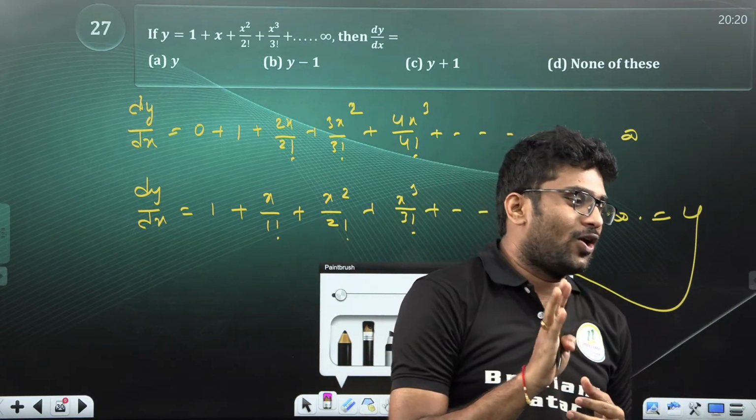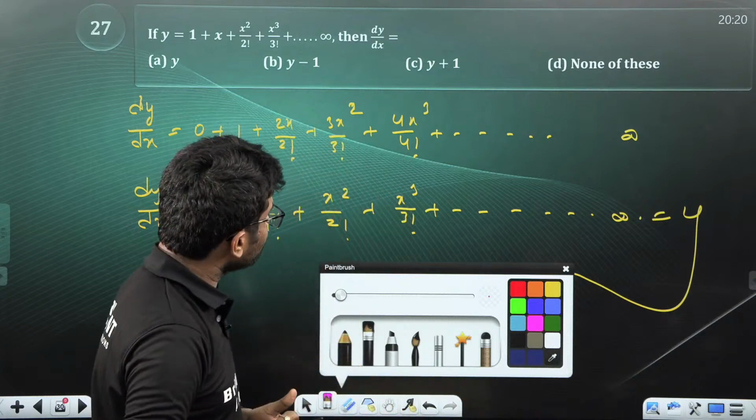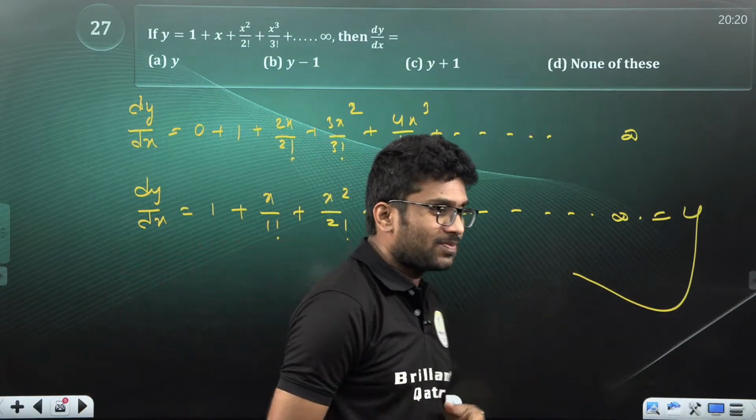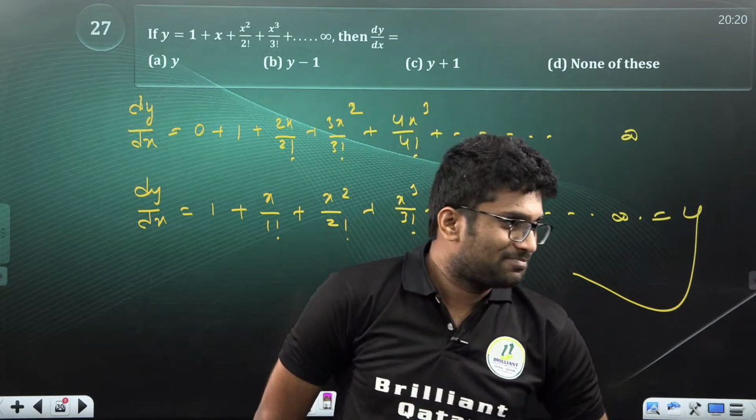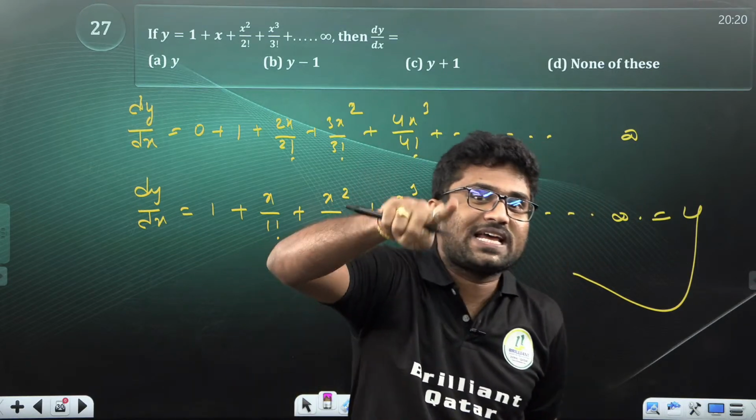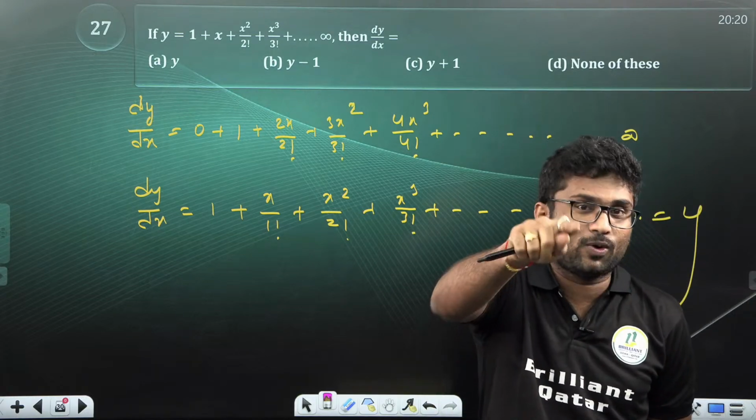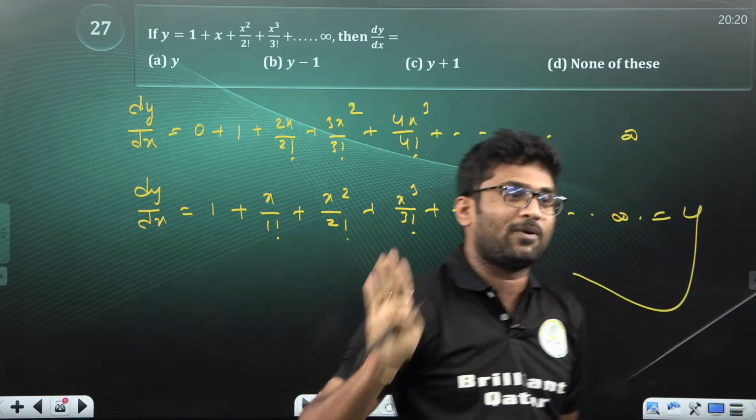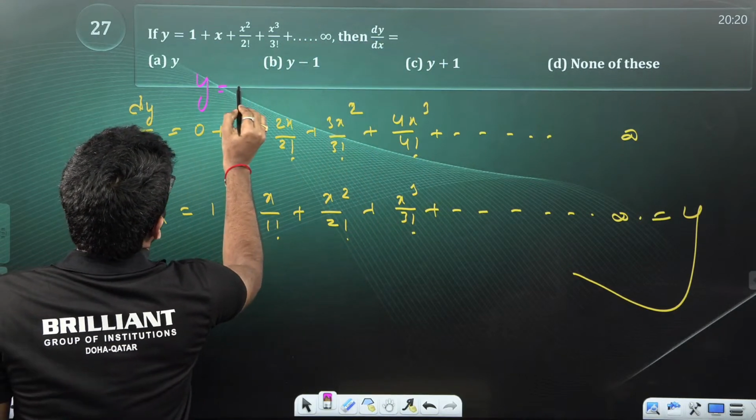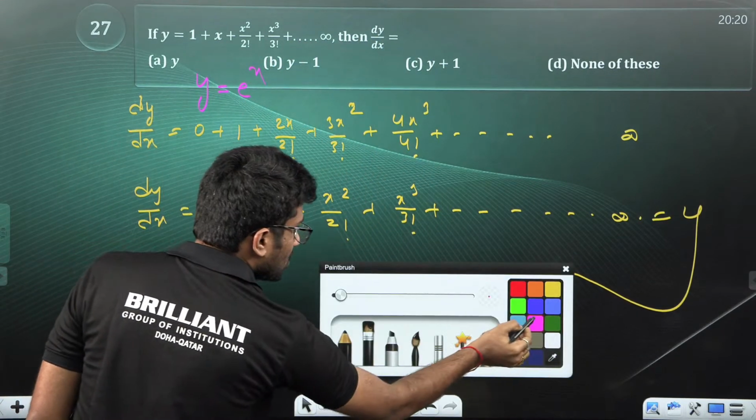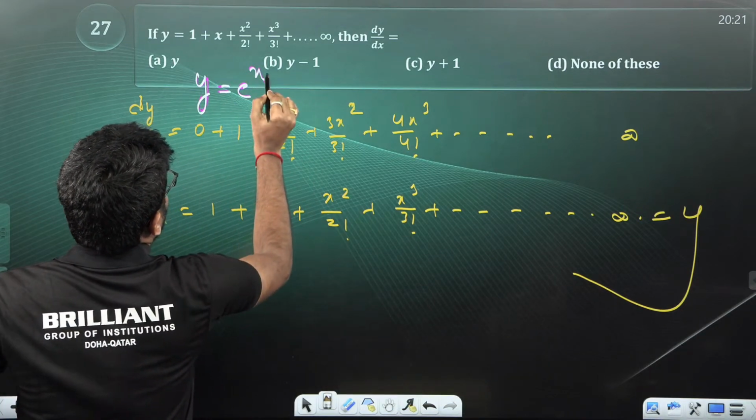One important logic, one important fact of this, actually. Do you know e power x? In limits, I have given some function expansions. Of those, e power x is one. This expansion is e power x. Here y is equals to e power x. This is the expansion of y is equals to e power x.